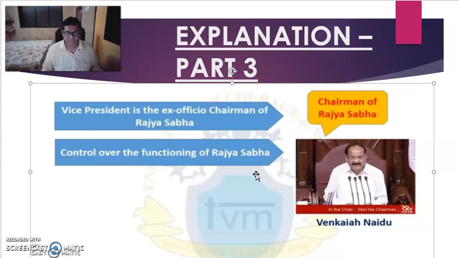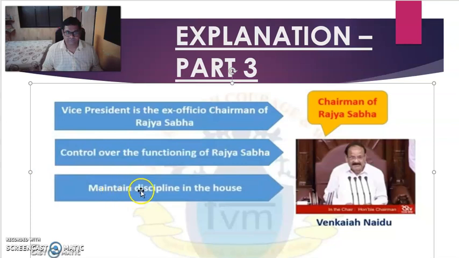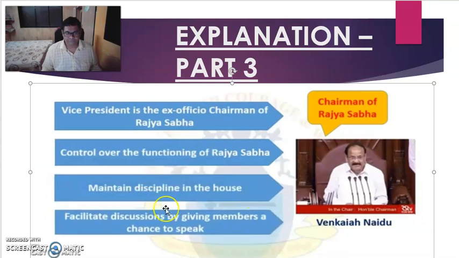Another function of the chairman is to maintain discipline in the House. Whenever there is any discussion in the House on any bill, he takes care of the discipline and decorum of the House. Next is that he facilitates discussions. It means he assists each party individually and prepares them to have a conversation by giving them a chance to speak and to give their views on the bill that is presented in the House.